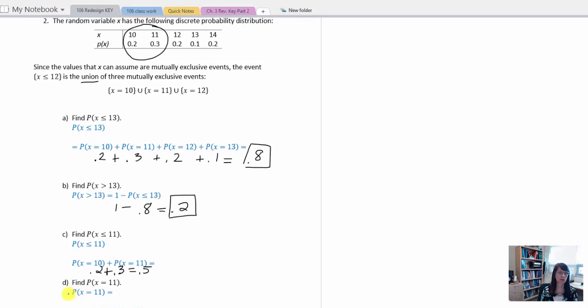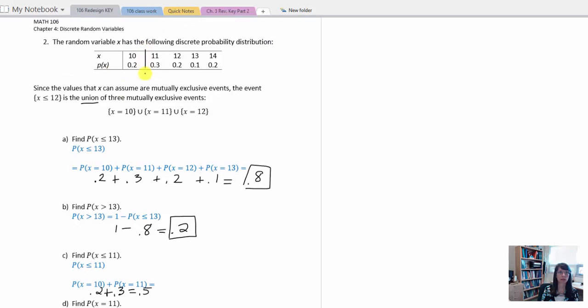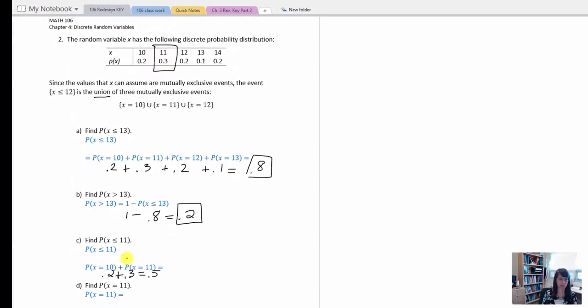For part D, we're finding the probability of x equal to 11. So we go up to the table, equal to 11, we have 0.3. So we didn't have anything that actually needed calculating because of just the equal sign given. No inequality was given, so we're only looking at x equal to 11.